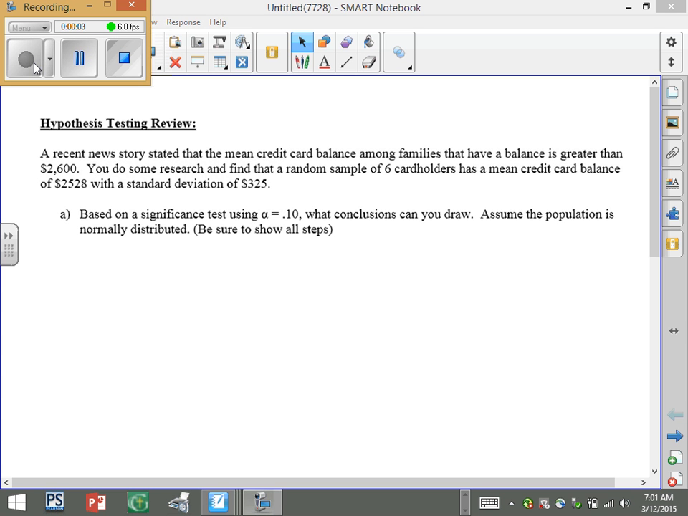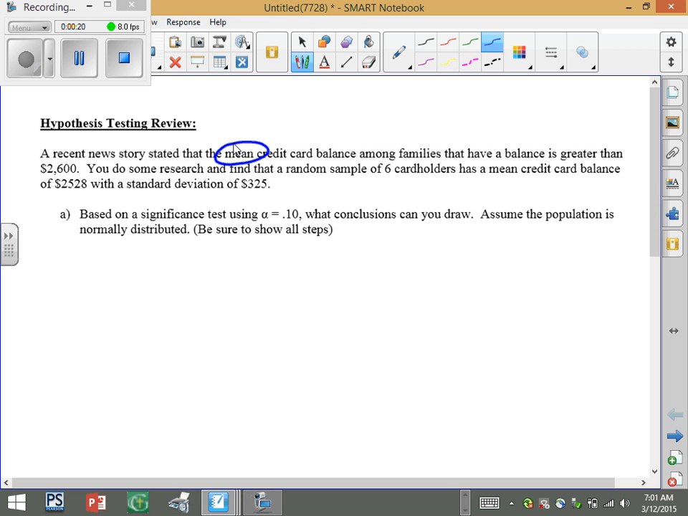Run through the review sheet that you have right here. So, in this recent news story, the mean credit card balance among families was claimed to be greater than $2,600. So here we go, mean credit card bill. So it's either a Z or T test. Keep reading. You do some research, find a random sample of 6 card holders with this mean and that standard deviation. There's no population standard deviation, so this is a T test.